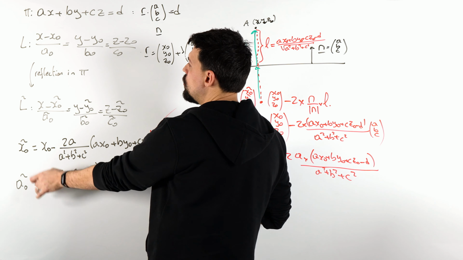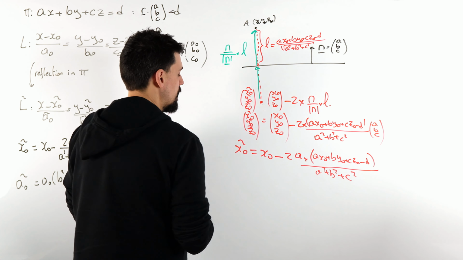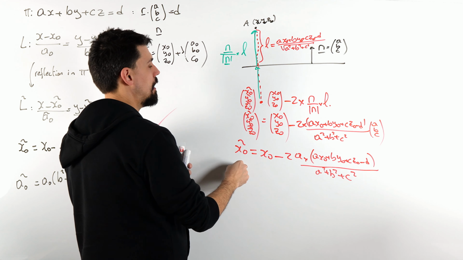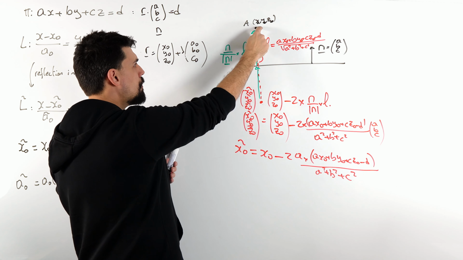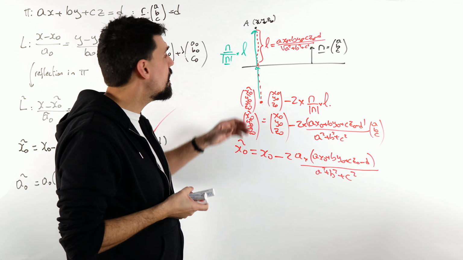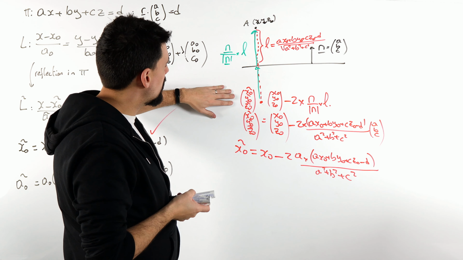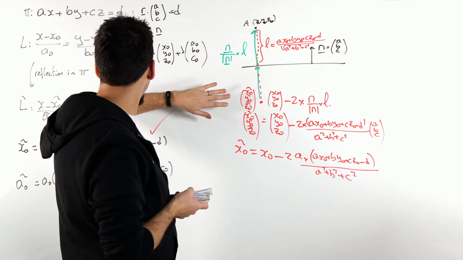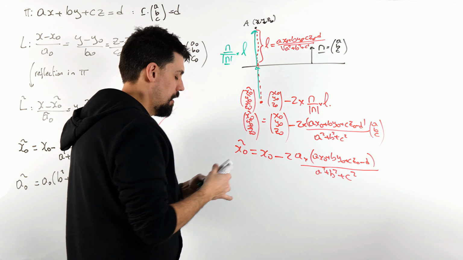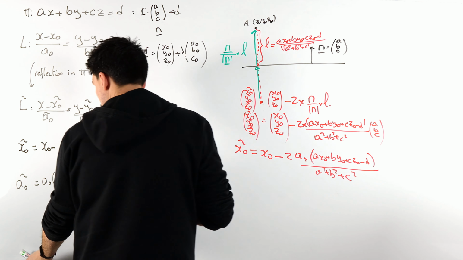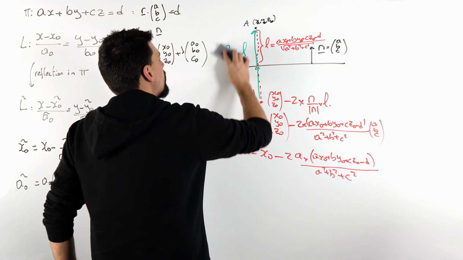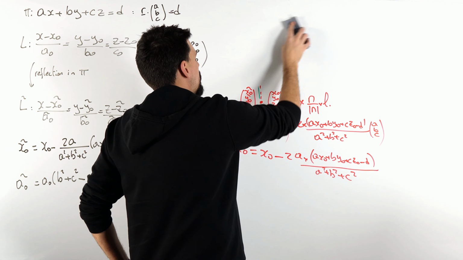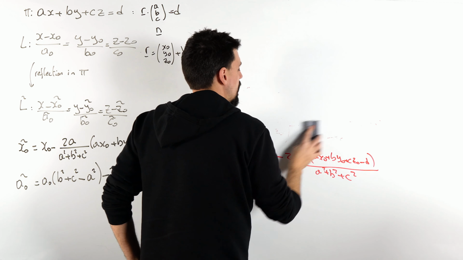So what about my new vector, the vector for my new line? We found the point that my reflected line is going to go through. All right. If the point x0, y0, z0 is on L, x0 tilde, y0 tilde, z0 tilde will be on L prime or L tilde, my reflected line. So let's have a little think about the direction vector of this new line.